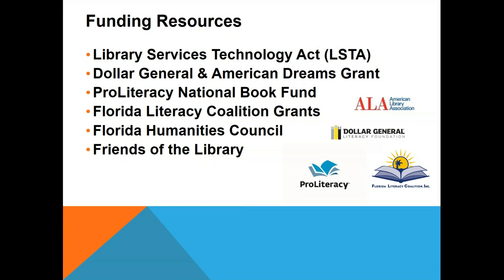There's also a special initiative funded through Dollar General in partnership with the American Library Association called the American Dreams Grant. And this is something that they make available nationally. Traditionally the RFP comes out in the fall around October with grants due in December. And these likewise are grants of up to $10,000. And I believe, Susan, you got one of these at one point. Can you speak to that a little bit?